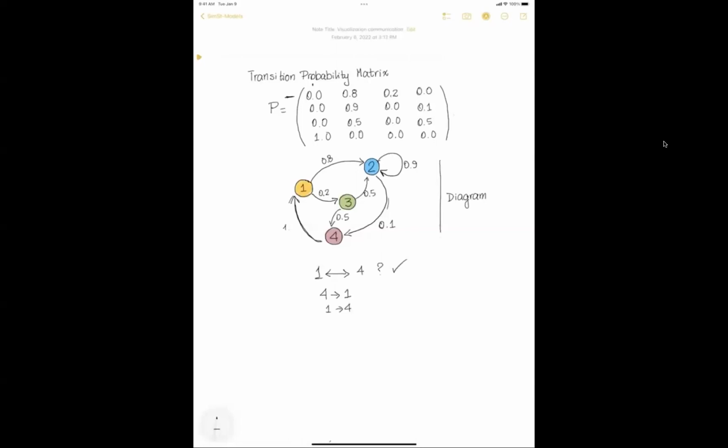So what happens with all the other states? Are states 3 and 4 communicating? Well, we can go from 3 to 4. And by the same token, from 4 we can also go to 3, because from 4 we go to 1, and then from 1 we can go to 3. I'm not going to do everything because it would be a little boring for this video. But you can pretty much realize that in this particular case, all of the states are communicating.